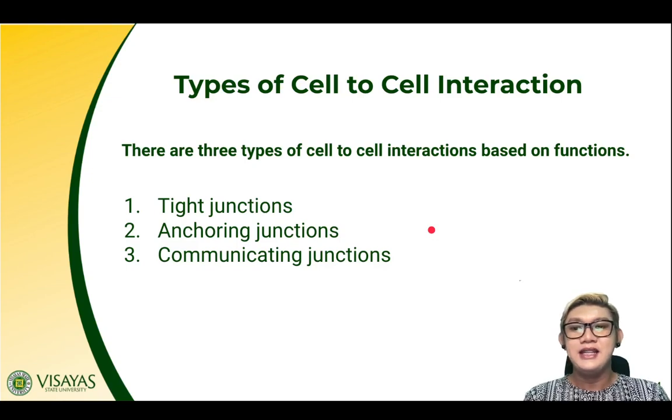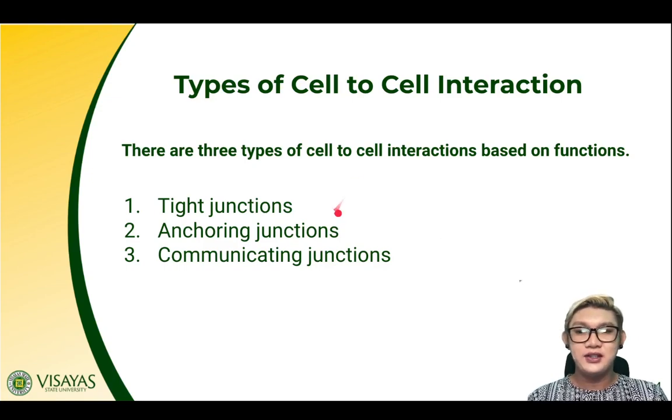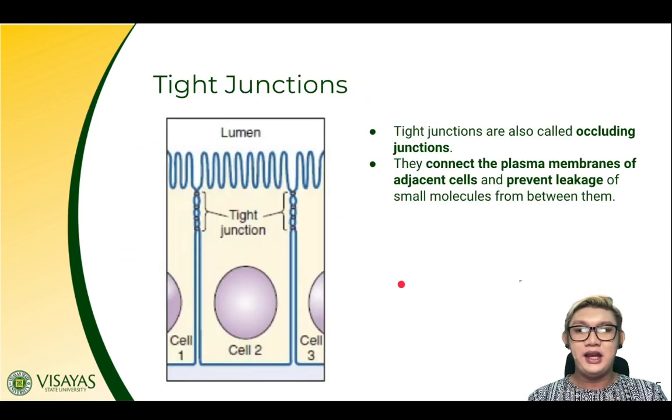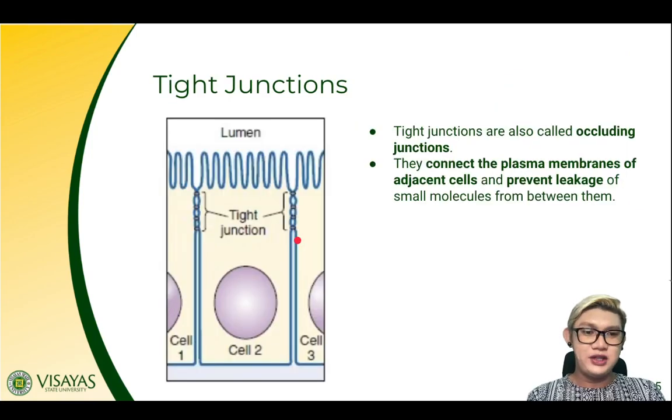Now let us talk about the types of cell-to-cell interaction. There are three types of cell-to-cell interactions based on function: tight junctions, anchoring junctions, and communicating junctions. Tight junctions are also called occluding junctions. They connect the plasma membranes of adjacent cells. You have here the junctions that connect the plasma membrane. They prevent leakage of small molecules from between these cells. So that is what we call tight junctions.